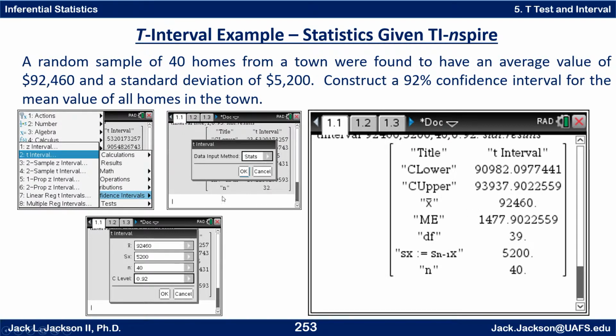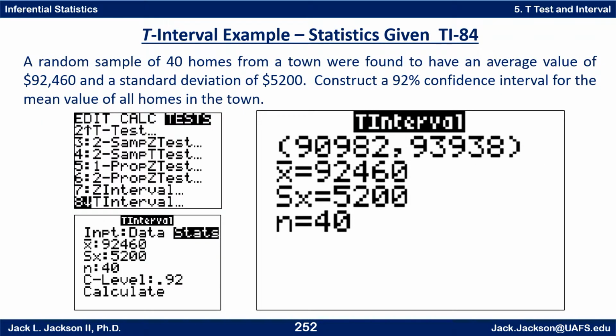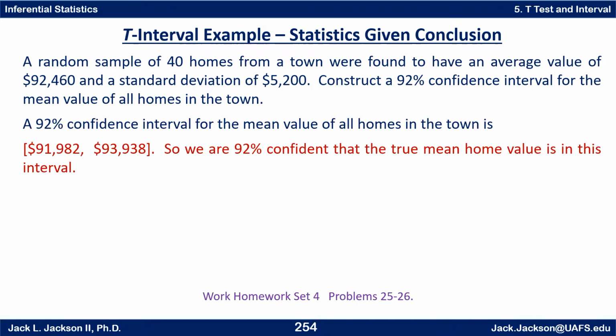Then once you pull up the appropriate thing from the calculator, whether you're using an nspire or a TI-84, choose the right one from the list, enter in the appropriate things. So then you just have to match up the numbers in the problem to the right ones here. Calculate, it returns the answer, and of course the only thing left to do is write down the answer and interpret it. In this case, the 92% confidence interval for the mean value of all homes in the town is $91,982 to $93,938. So we are 92% confident that the true mean home value is in this interval.